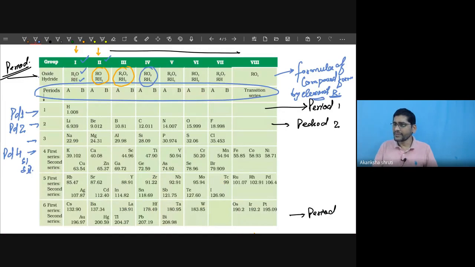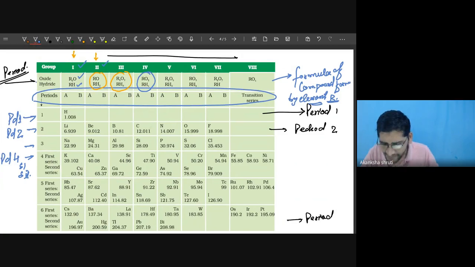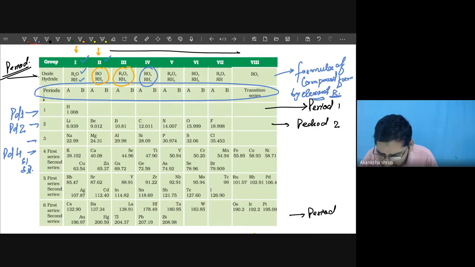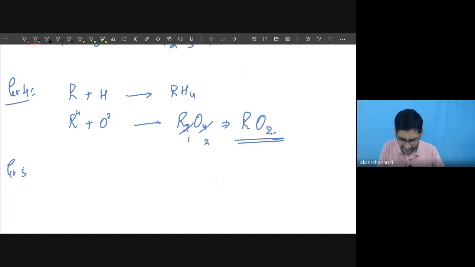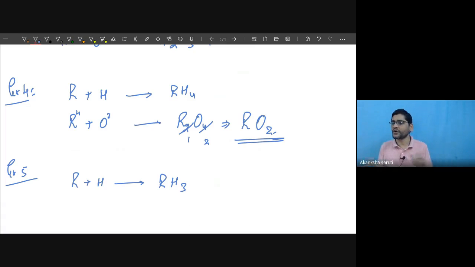Okay, student. Now coming to the next one, the fifth. Hydrogen has only valency 1, so by sharing it is satisfying. So again, the formula for hydride will not be RH5, but you can see here it is RH3, RH2 and RH1. So let me write that one also. For group 5, how is the formula? R plus H, RH3. So that by sharing it is able to satisfy its valency and the compound is stable.